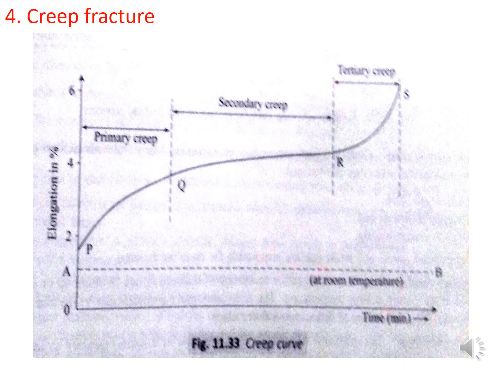Next comes the fourth one, creep fracture. Now you are seeing the elongation in percentage versus time. Creep fracture occurs when the temperature is high, for example, more than 0.6 times the melting point of the material. For fixed stress also, the strain goes on increasing with the time.